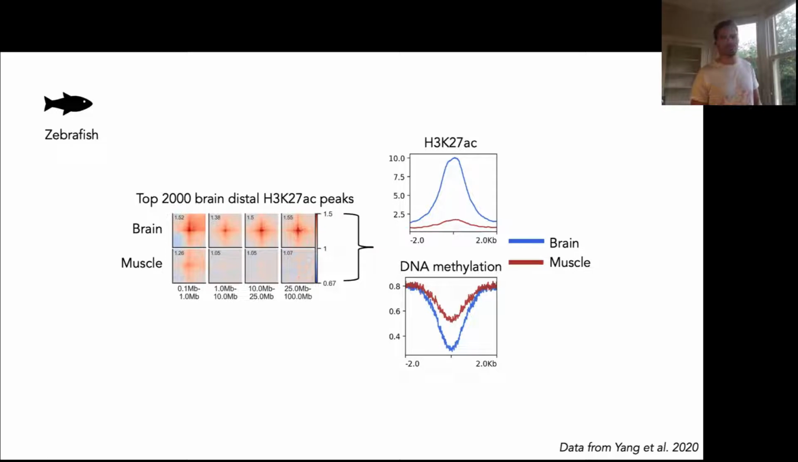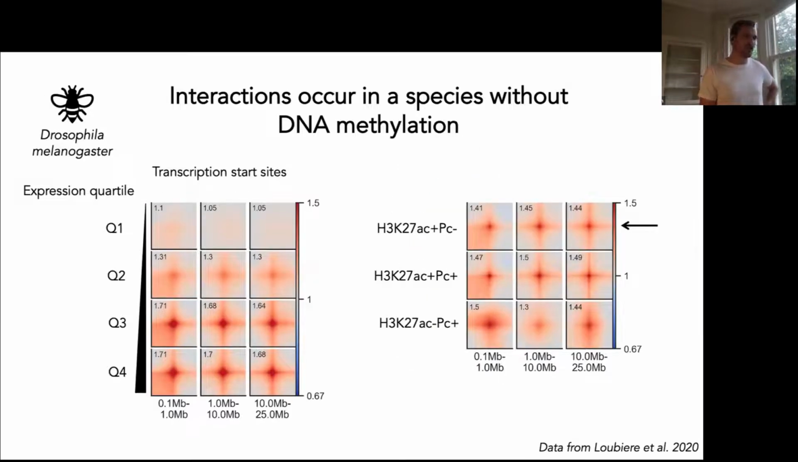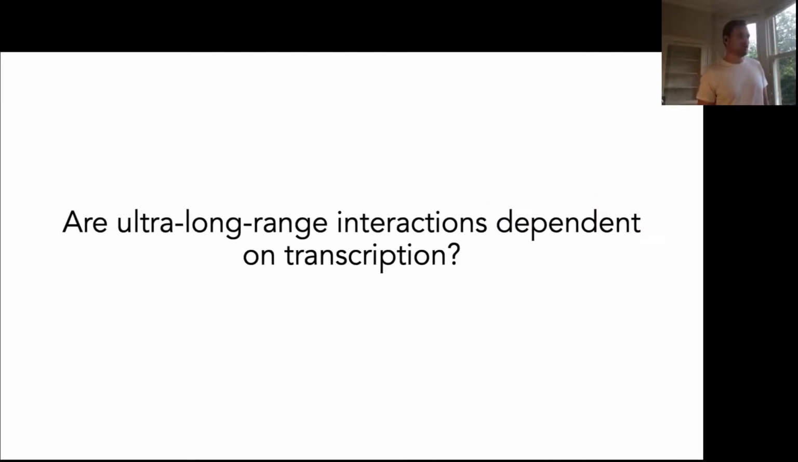So to see if this has anything to do with methylation, we had a look in the Drosophila genome because Drosophila doesn't have any kind of DNA methylation. And surprisingly, we found a similar type of long-range interactions in Drosophila. Here again, scaling with expression, and the scale here is smaller because they have shorter chromosomes. But nevertheless, we see these very long-range interactions also between K27 acetylation peaks that don't have polycomb. So this does not seem to be a vertebrate-specific phenomenon and not related to DNA methylation. So if it's not related to that, perhaps it's related to transcription or something related to transcription.